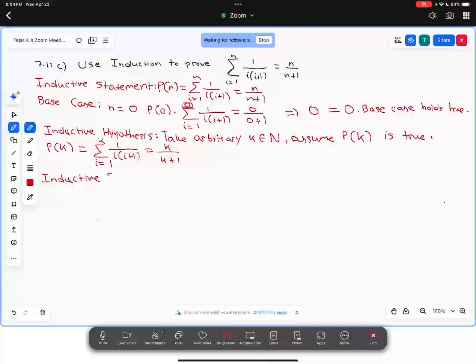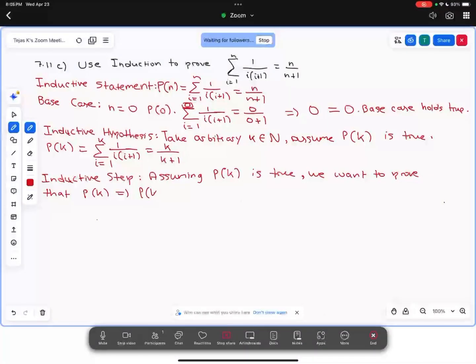The inductive step states that, assuming P of k is true, we want to prove that P of k implies P of k plus 1. This is the basic step in induction. We just have to prove that if P of k is true, then P of k plus 1 is true.